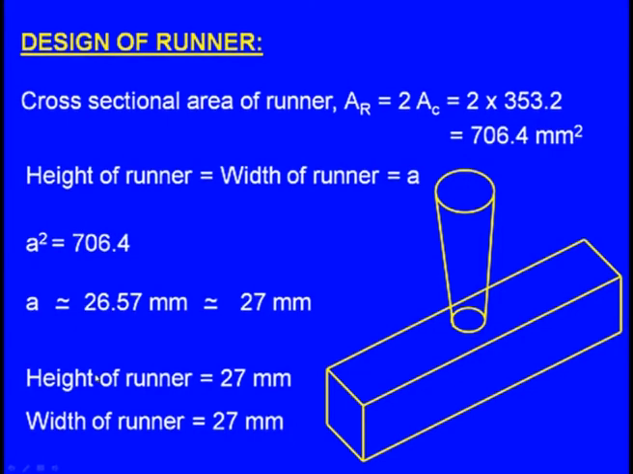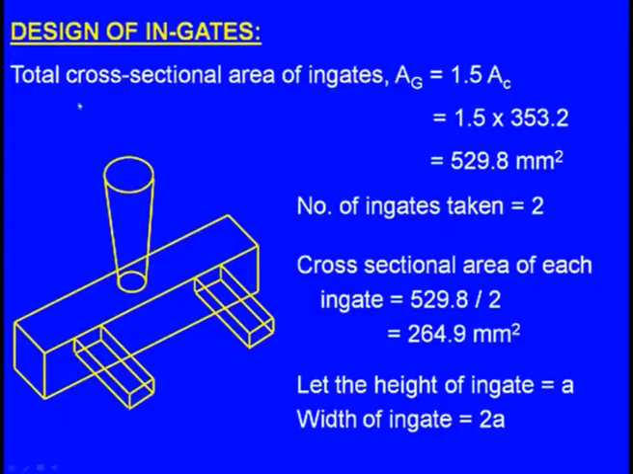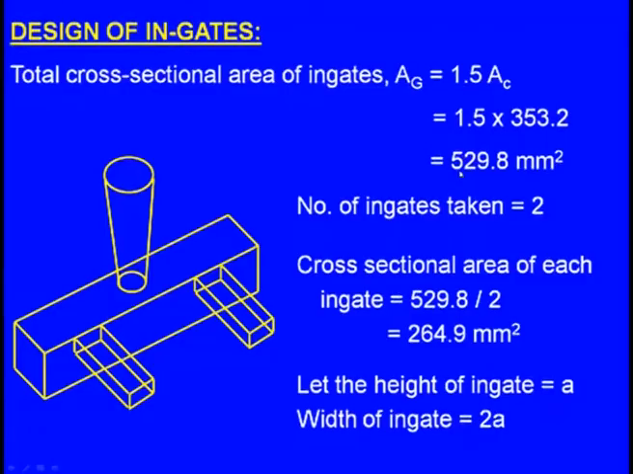Now, let us specify the dimensions of the cross section of the runner. Height of the runner is equal to 27 millimeters. Width of the runner is equal to 27 millimeters. Next, we need to design the ingates. Now, the total cross sectional area of the ingates AG is equal to 1.5 AC, that is equal to 1.5 into 353.2, that is equal to 529.8 square millimeters. Number of ingates, here we are taking 2.